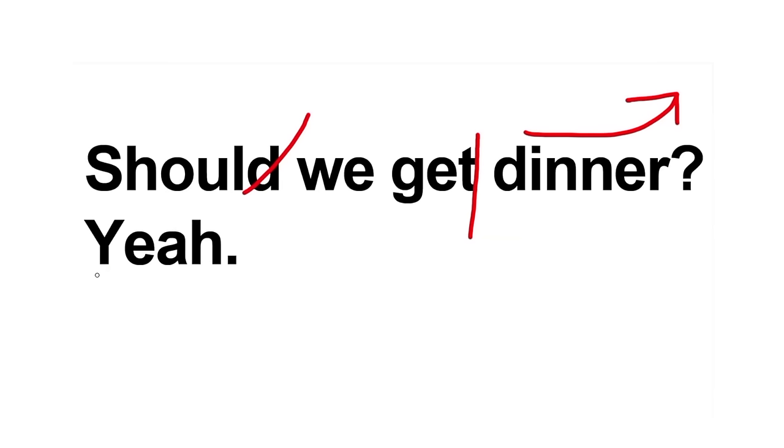Yeah, as you probably know, a more casual way to say yes. Should we get dinner? Yeah. Should we get dinner? Yeah. Here's the conversation again. You're gonna see our markings on screen. You'll actually hear the conversation three times to help you really take in what you're seeing.